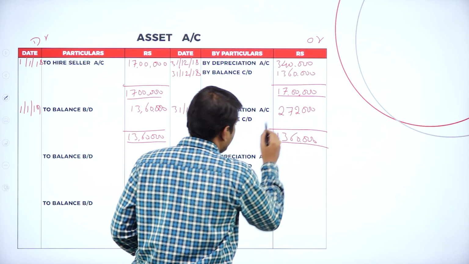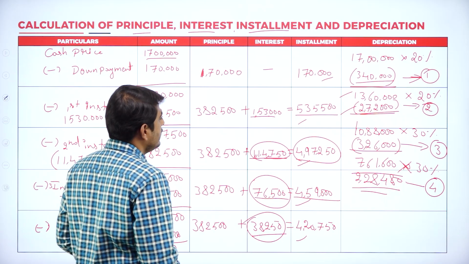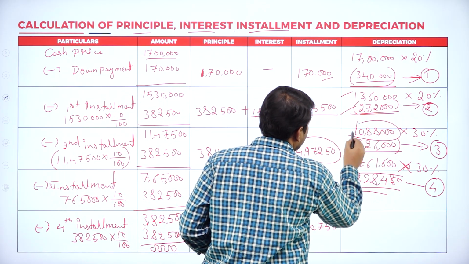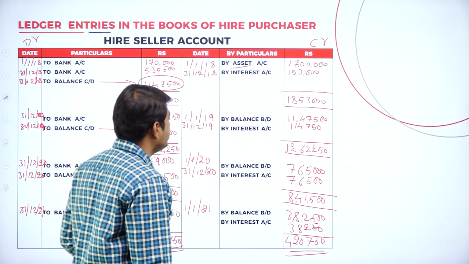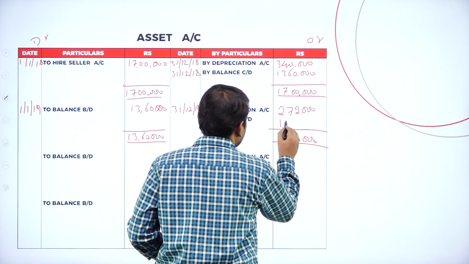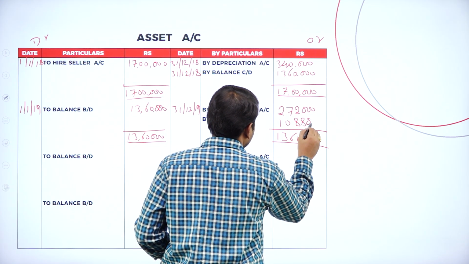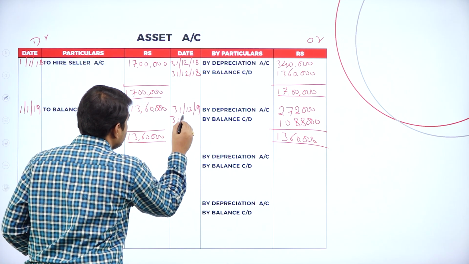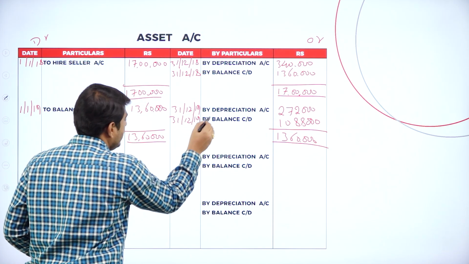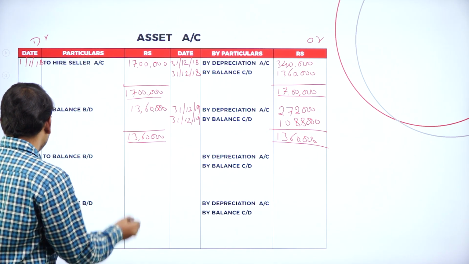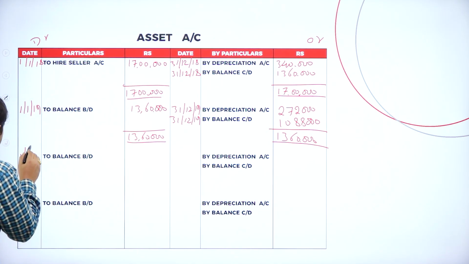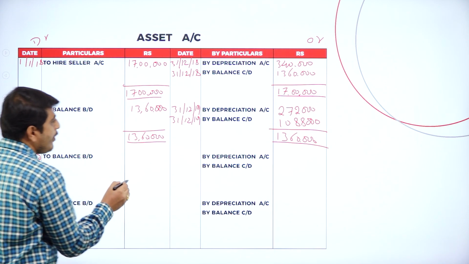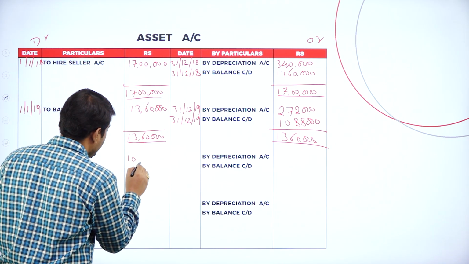13,60,000. Now what is the balance? We can check the balance here. The balance is 10,88,000. The same amount should be brought down. 31st 12/2019 will be carried down, and it is brought down on 1st January 2020.